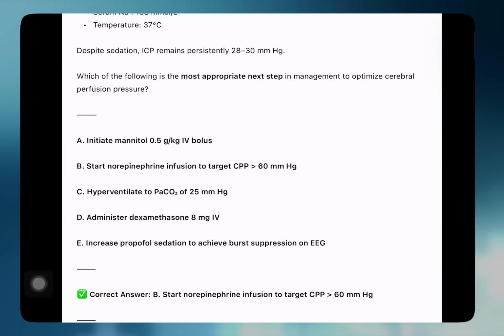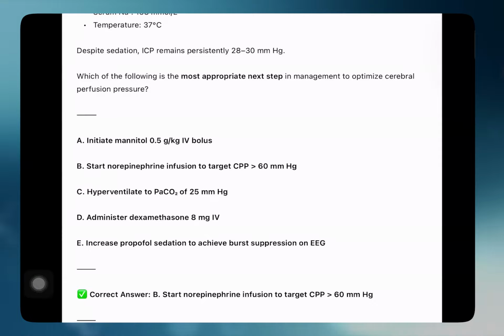That is starting norepinephrine. Initiating mannitol 0.5 gram per kg bolus could be a good thing, but I don't know if it is going to help for optimizing cerebral perfusion pressure. Hyperventilating to CO2 less than 25 is a wrong notion. We don't do that. Dexamethasone is contraindicated. Sedation to achieve burst suppression on EEG is only going to decrease the blood pressure.